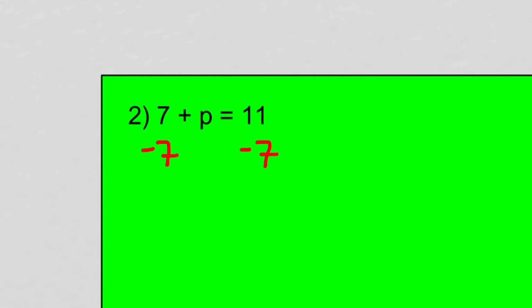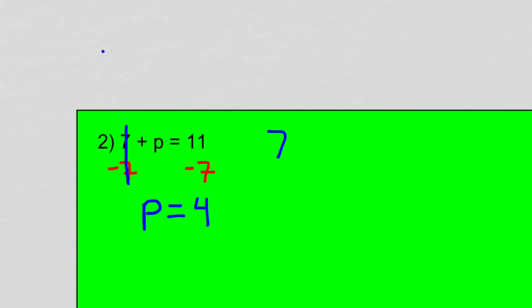Now let's see what I'm left with. 7 minus 7 goes away. I'm left with 0. So all I'm left with is this positive sign and the P. Well, I can just say that that's equal to P. And on the other side of the equal sign, 11 take away 7 is 4. So the value of P is 4.